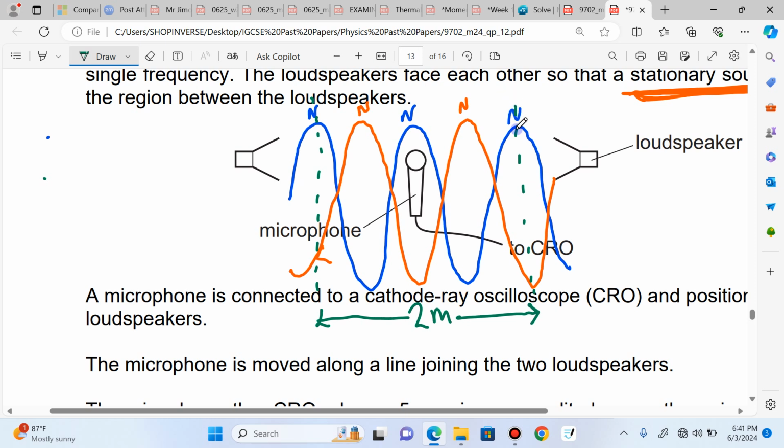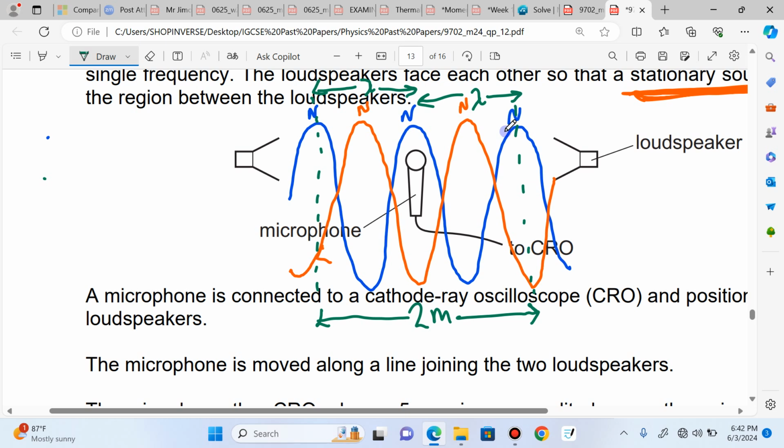Now, from this node to this node, that is one wavelength, okay? From this node to this node is one wavelength. From this second node in the middle to this one at the extreme end, that is another wavelength. So you can see we have 2 waves. This is one wavelength, this is one wavelength. We have 2 waves between all these 5 nodes.